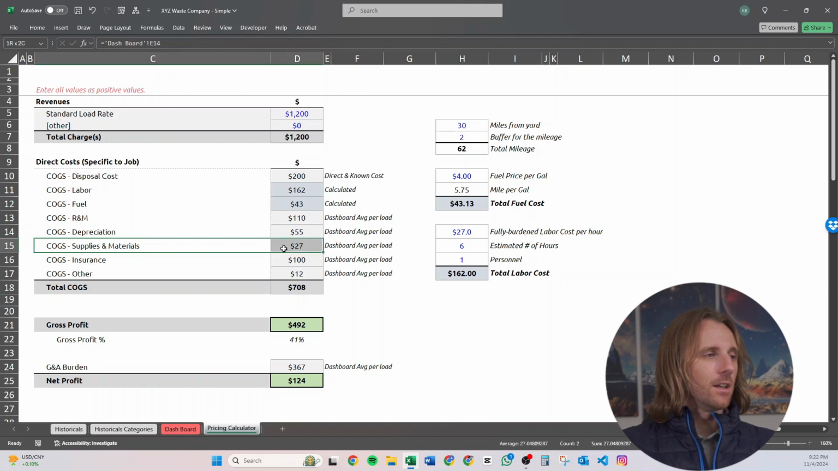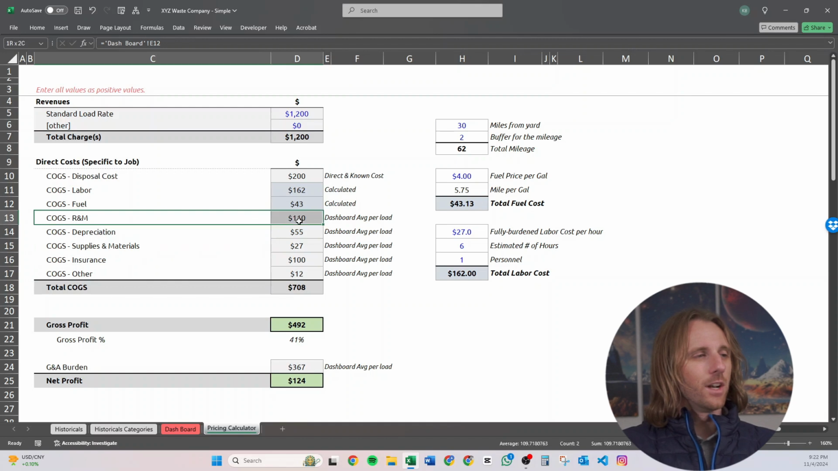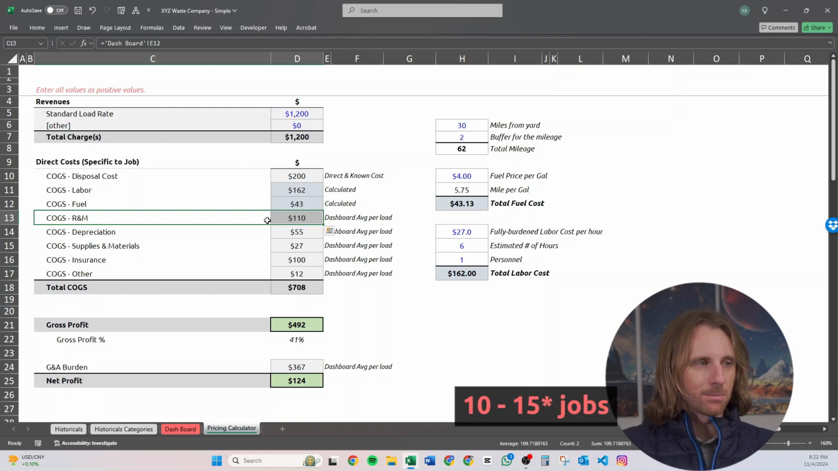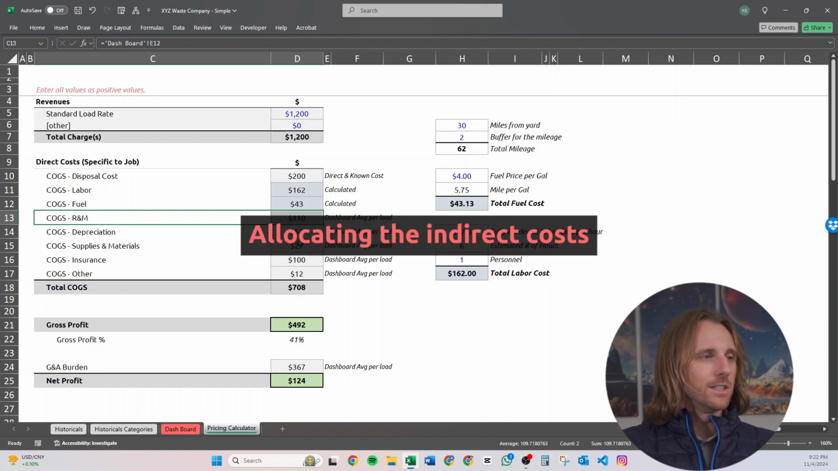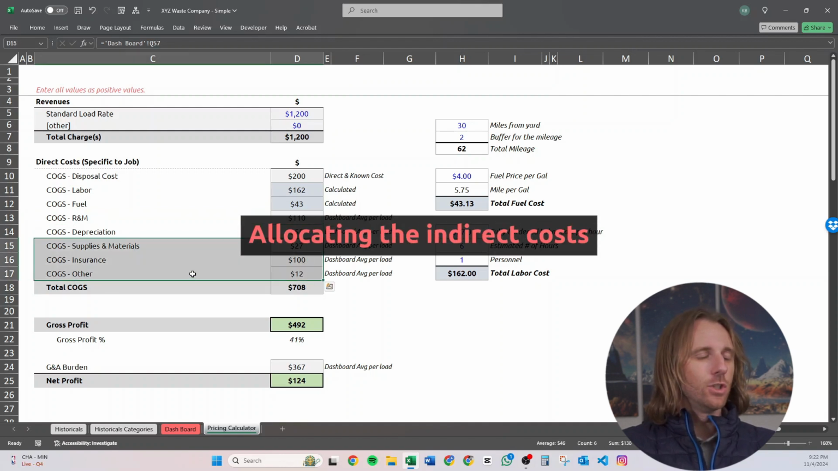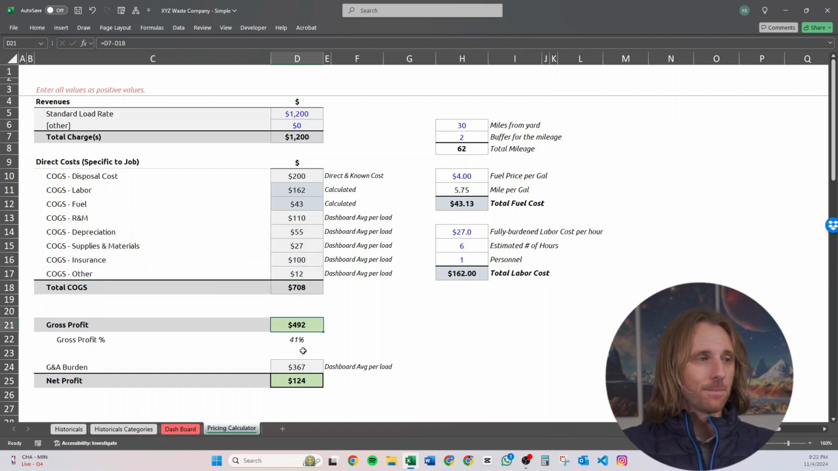And then these other costs, you don't know what the R&M spent. Not all of your jobs are going to have R&M spend. You're going to repair a truck one time this month, and that truck is going to do 100 jobs, right? So you have to have some way of effectively estimating or allocating the cost of these different line items that are indirect to these jobs, so you can calculate profitability, okay?